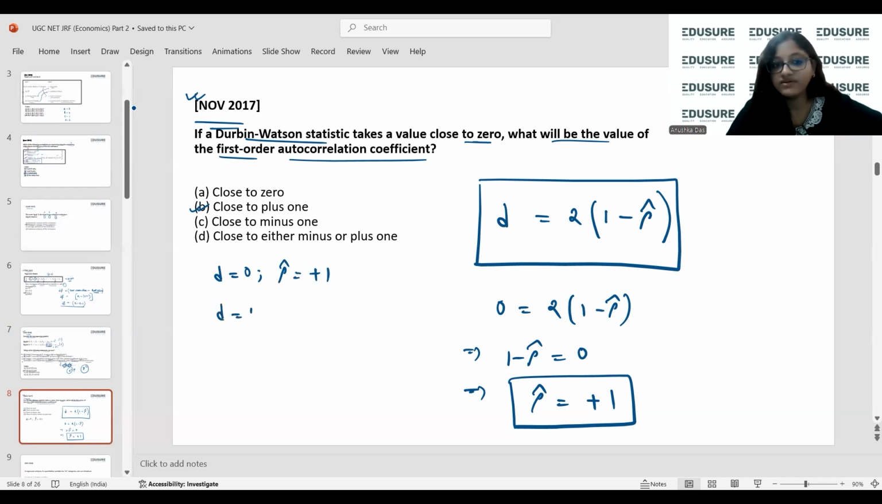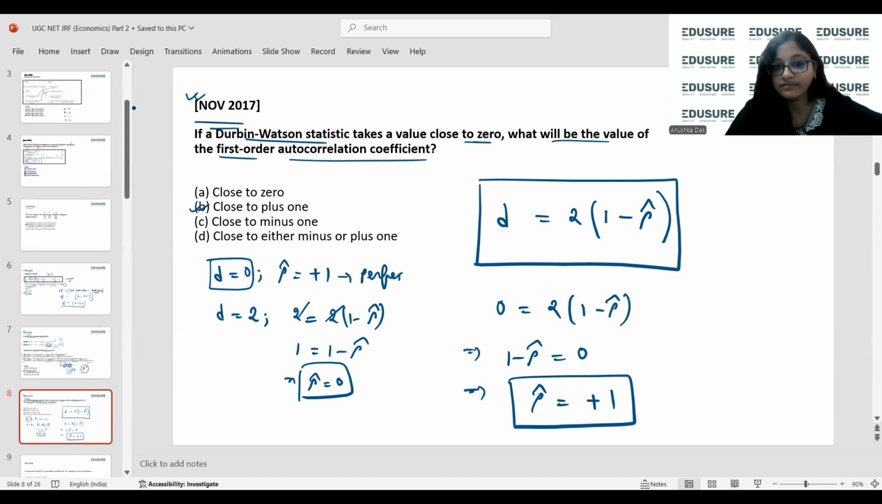Now you have to know, if the value of D is exactly 2, then what will happen from this equation? See, 2 equals 2 times 1 minus rho cap. So this 2 and 2 are gone. So here it will be 1. So rho cap will be exactly equal to 0. So there is no autocorrelation at all. If D is 0, then there is perfectly positive autocorrelation. And if D is exactly 2, then there is no autocorrelation.